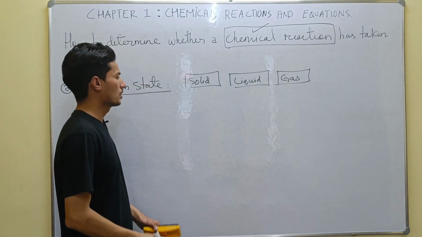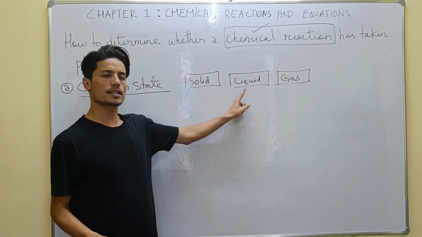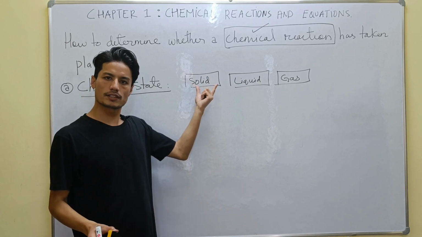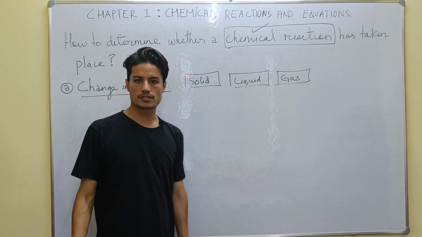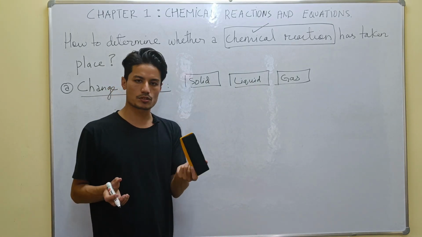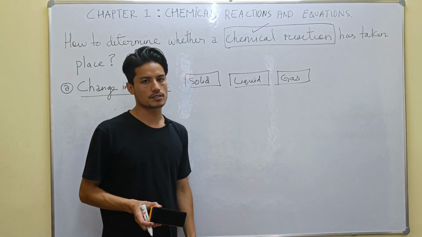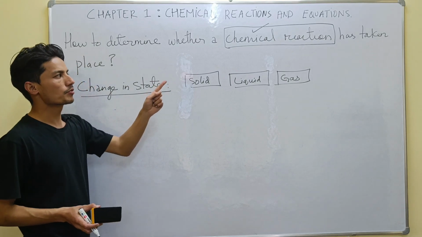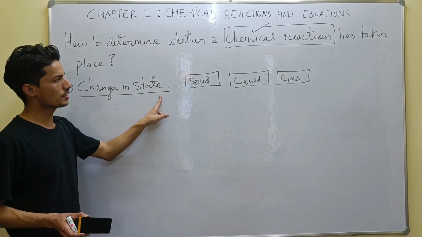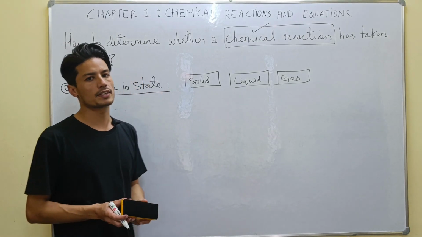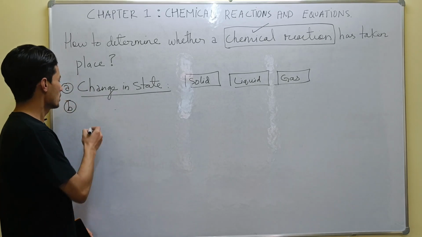So if in any reaction there has been a change in state, that means suppose the reactant was a solid but then the product is in liquid state or the product is in gaseous state, which means there has been a change in state as well. Now those type of reaction will be considered a chemical reaction. So if you observe that there has been a change in state, then you can confirm that that is a chemical reaction, and not just any other reaction.